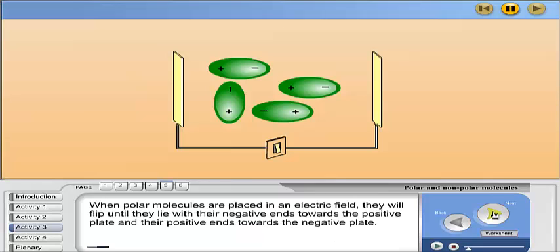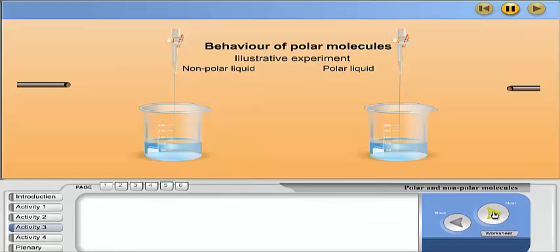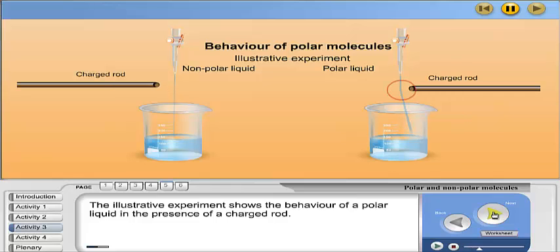When polar molecules are placed in an electric field, they will flip until they lie with their negative ends towards the positive plate and their positive ends towards the negative plate. The illustrative experiment shows the behavior of a polar liquid in the presence of a charged rod.